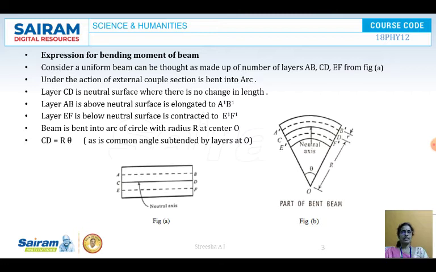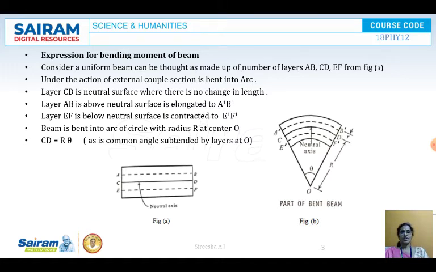Here layer CD is the neutral surface where there is no change in length. Layer AB, above the neutral surface, is elongated to A dash, B dash. Layer EF, below the neutral surface, is contracted to E dash, F dash. The beam is bent into an arc of a circle of radius capital R. You can see the radius R from D to O in the diagram. O to D is nothing but capital R, the radius of the arc.